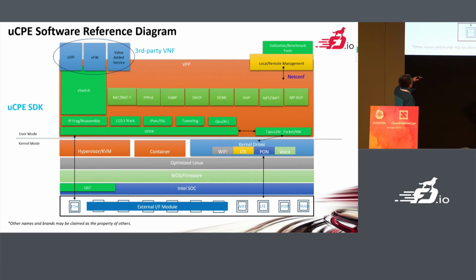In the user mode, we can provide the uCPE reference solution. Here we have the support for vSwitch, IP fragmentation and reassembly, and also the layer 2, layer 3 stack, IPSec, and the SSL, and also the tunneling and QoS ACL, and also different high-level services such as the DHCP, PPPoE, and DNS, etc.